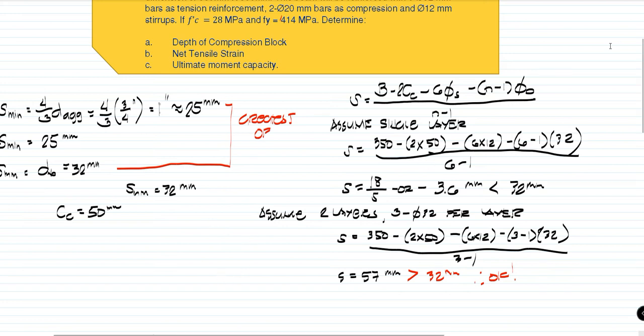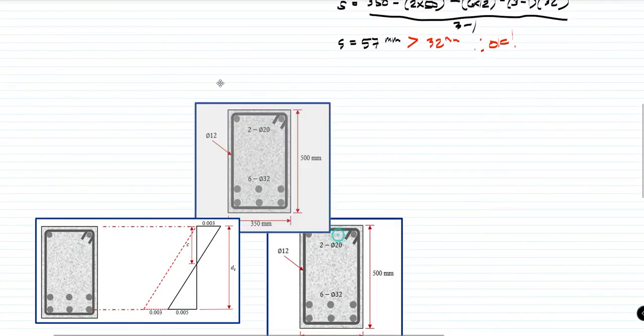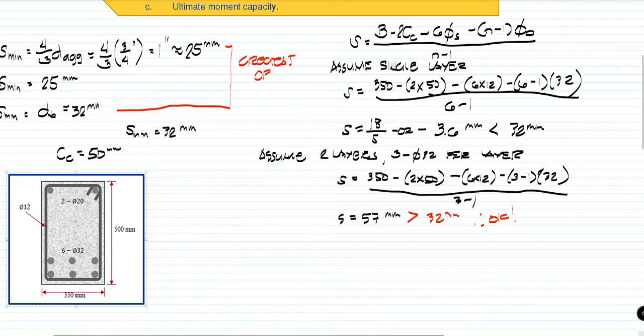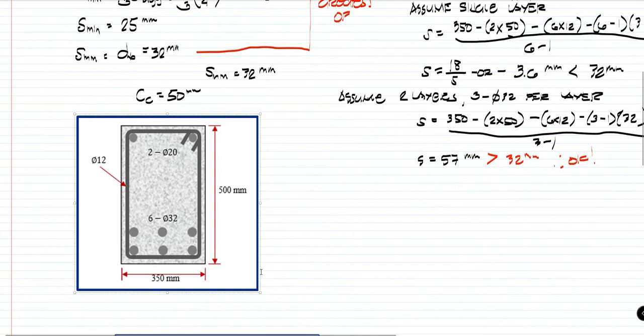So after we have produced the layout of the reinforcement, kunin natin yung drawing natin dito. So magiging ganito siya. And we are now ready to produce some properties like the steel area of the tension reinforcement, the steel area of the compression reinforcement, the effective depth, the concrete cover of our compression reinforcement, and the distance from the extreme compression fiber to the farthest reinforcement, which is D sub T.